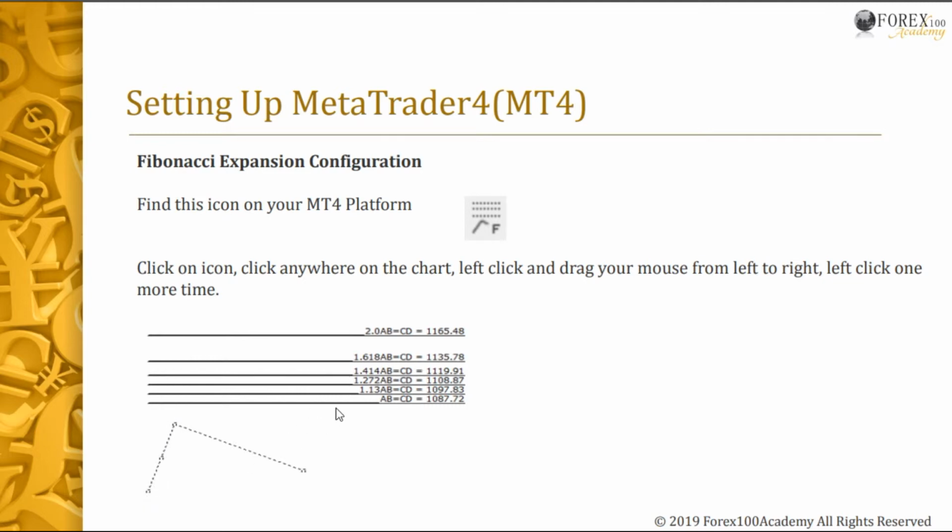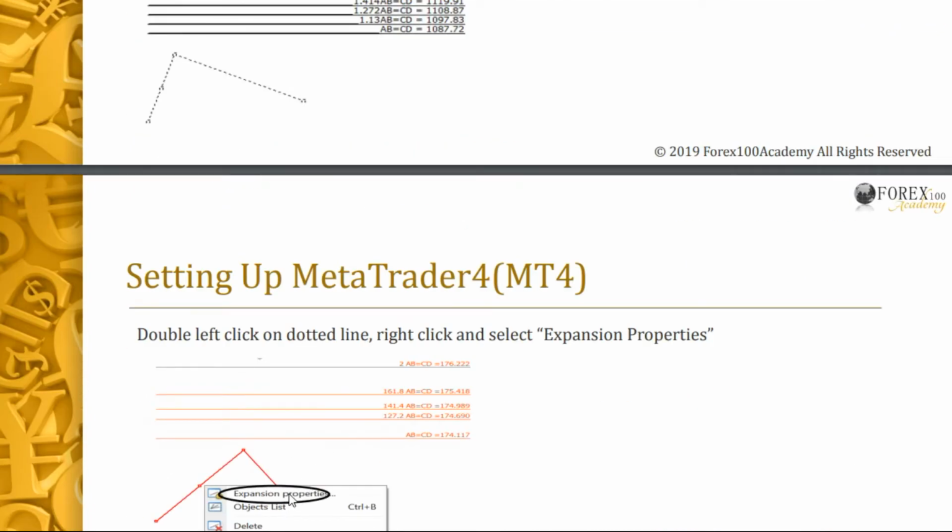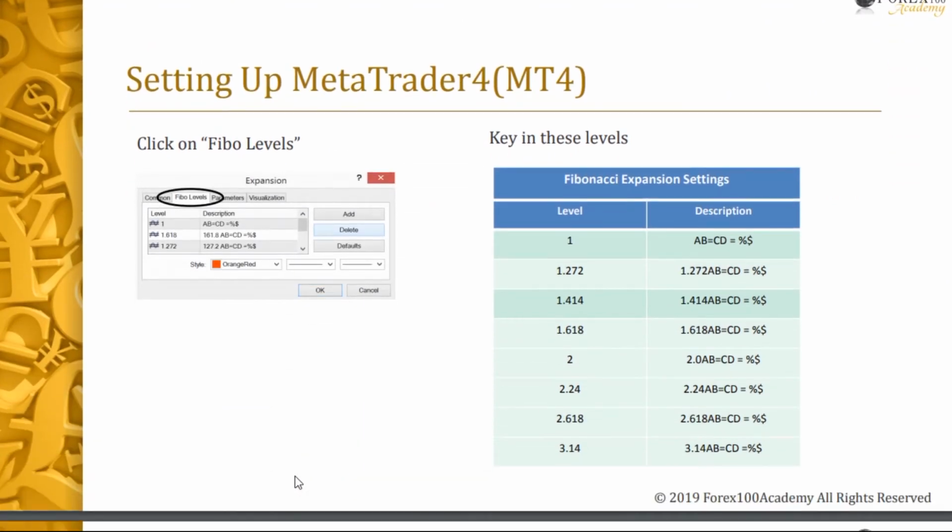Alright, so once I've selected it, likewise I have to double click, make sure I see small squares over here, any point is fine. You just do a right click and go into expansion properties, the first one on the top, and just key in these values in. Alright, AB equals CD equals percentage dollar. What is important is the percentage in dollar, that will show you the value of the price when it's being reflected.